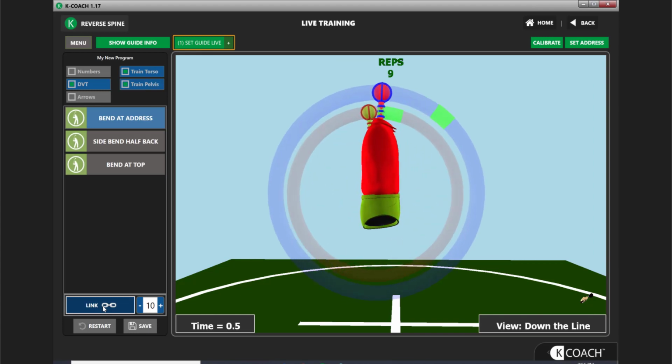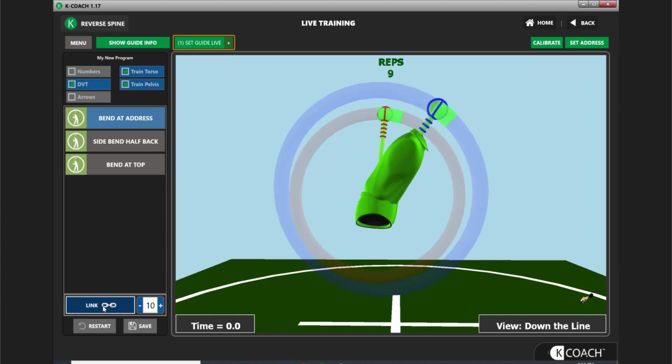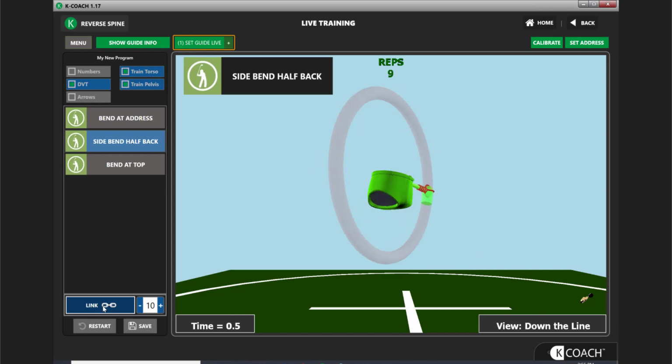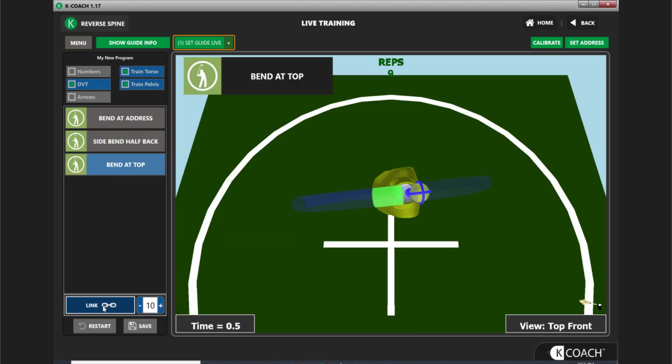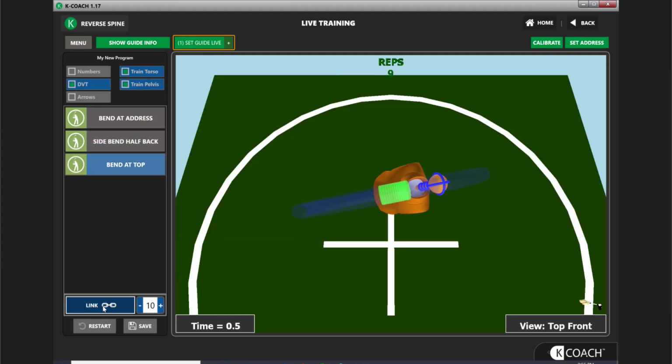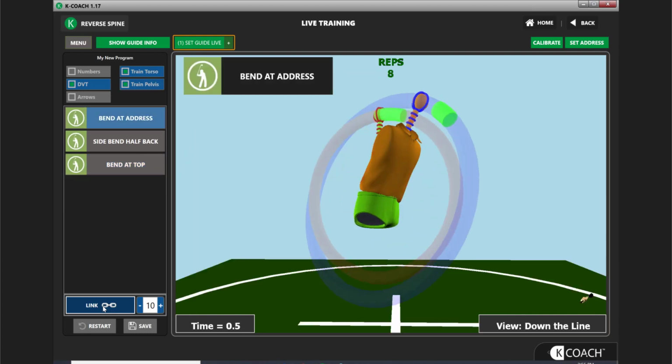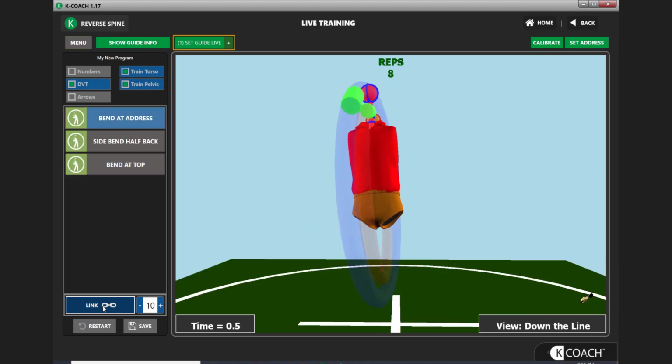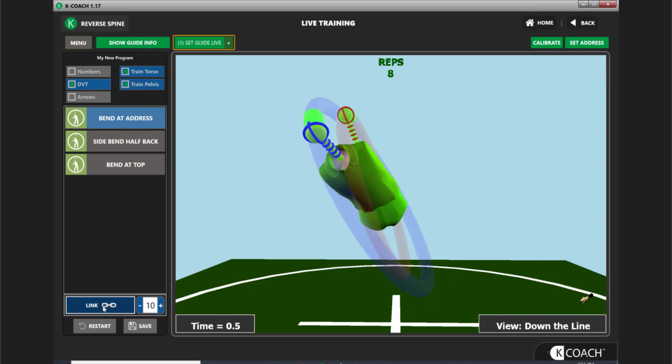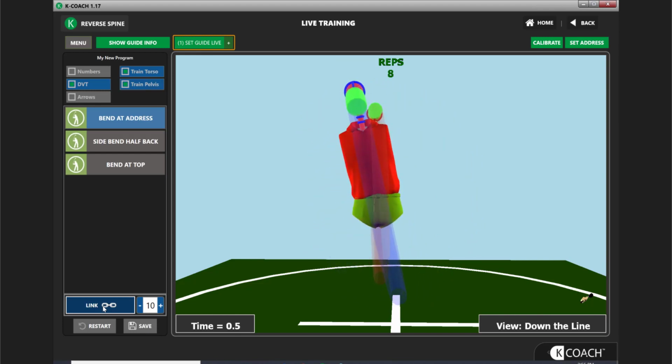So if I did this poorly, I would go here, and then I'd go right into my reverse spine angle. I go through that tone, right? I want to make sure as I'm working my way up to the top, I'm not going past 0, okay? So that would be a good program for your reverse spine angle, okay?